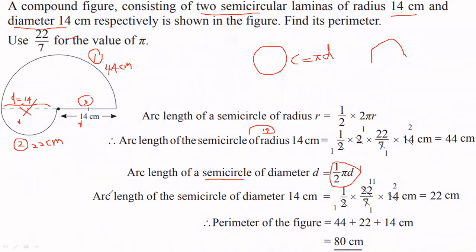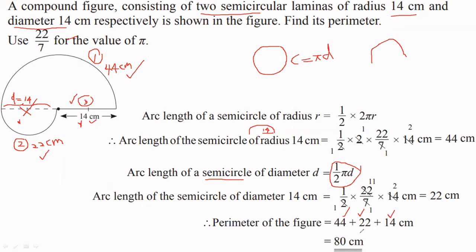Now easily you can get the perimeter of the figure. Perimeter means length around the figure. You have to add the first line, this arc and this straight line. So 44 plus, let's get one by one, 44 plus the second value 22, plus, to get the complete figure, we have to add this third value, that means 14 centimeters.